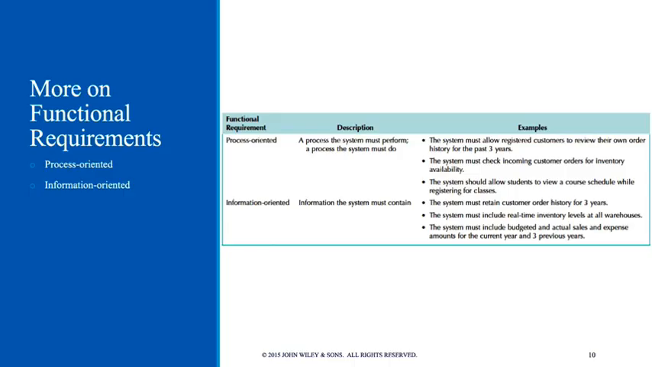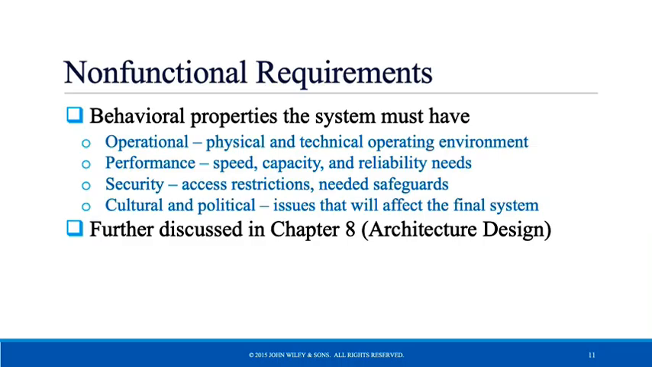These are some more examples. Process-oriented, the system must check incoming customer orders for inventory availability. An example of information-oriented would be that the system must include real-time inventory data. And then we have non-functional requirements. Again, any characteristic that the system should have, but it's not something that system does.